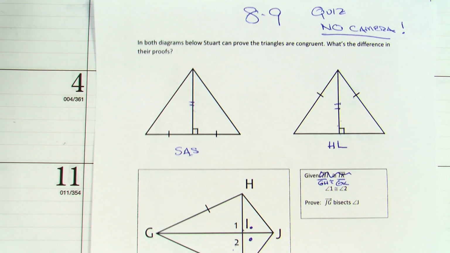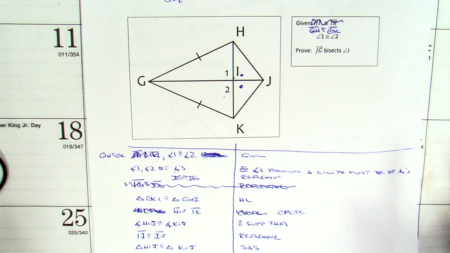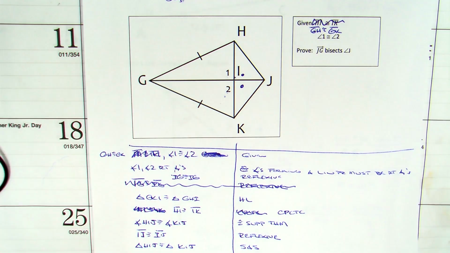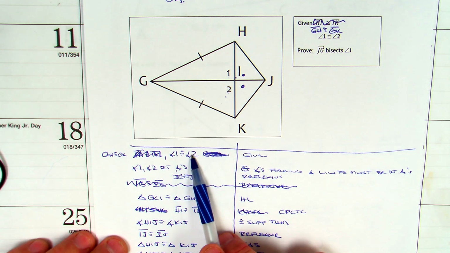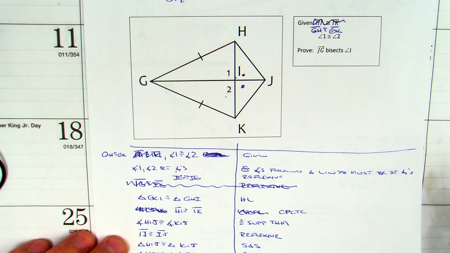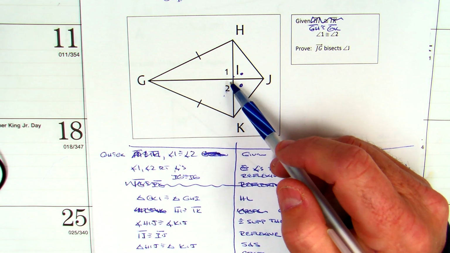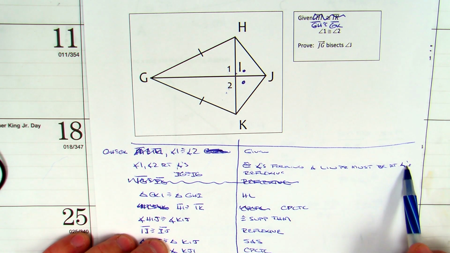And then finally, the last one was the proof we went over. First off, you need to change HI congruent to IK. You got to change that to GH is congruent to GK. So GH is congruent to GK, angle 1 is congruent to angle 2. Now remember, to use hypotenuse leg, we need right angles. If 1 and 2 are congruent and they form a linear pair, they must be right angles. Congruent angles forming a linear pair must be right angles.